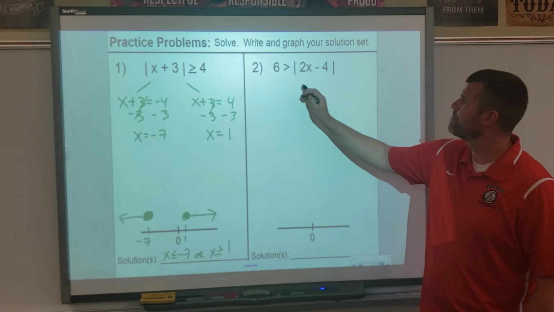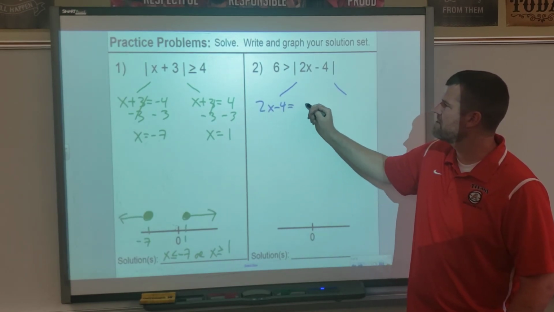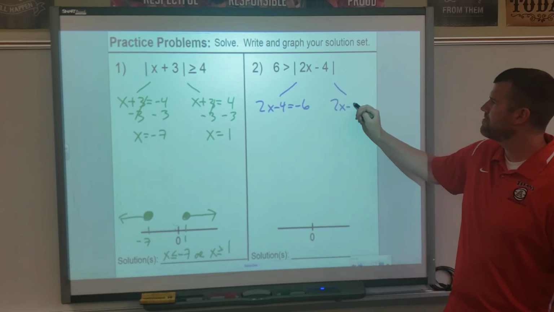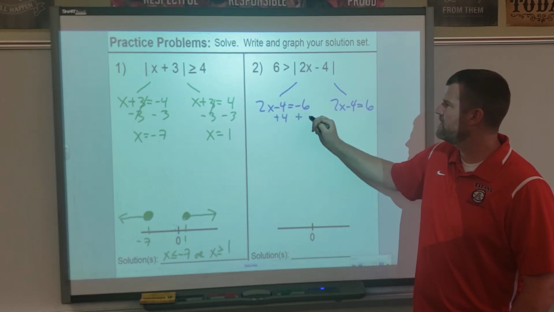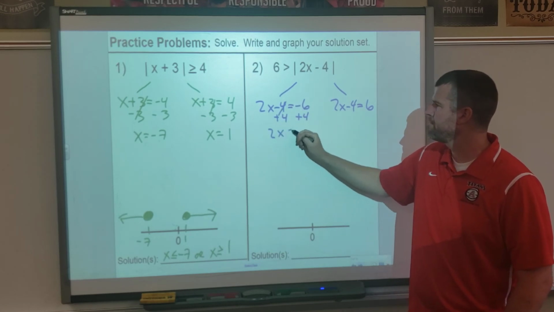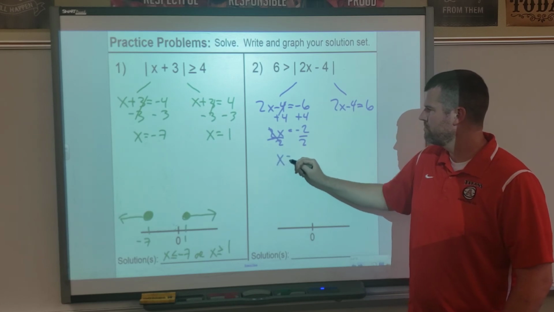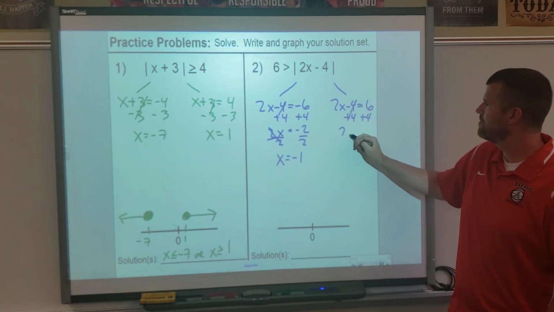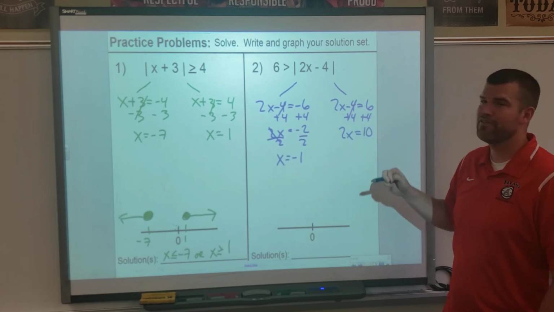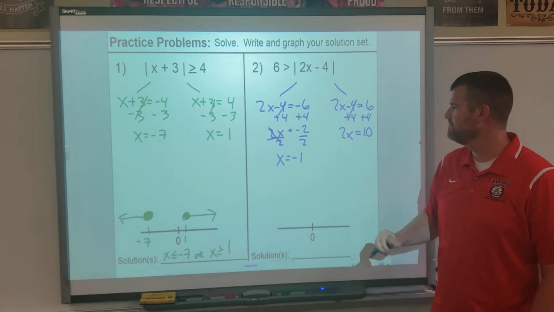Another example, set up my two problems. 2x minus 4 equals -6. 2x minus 4 equals +6. Solve each one. Sorry if I'm going too fast. I like to go fast sometimes. Just slow it down if you need to. Pause it.